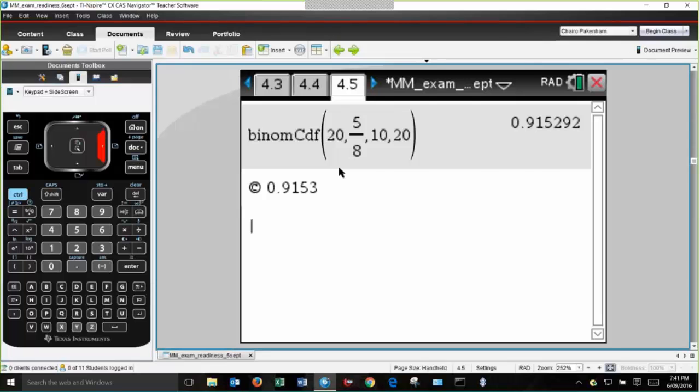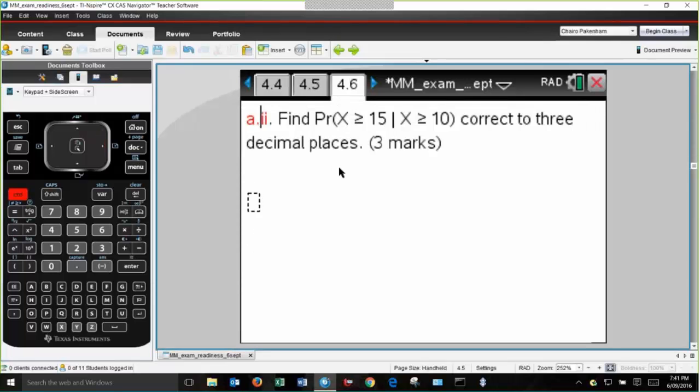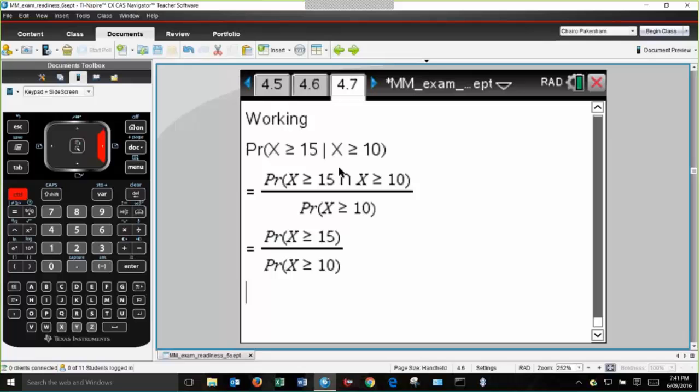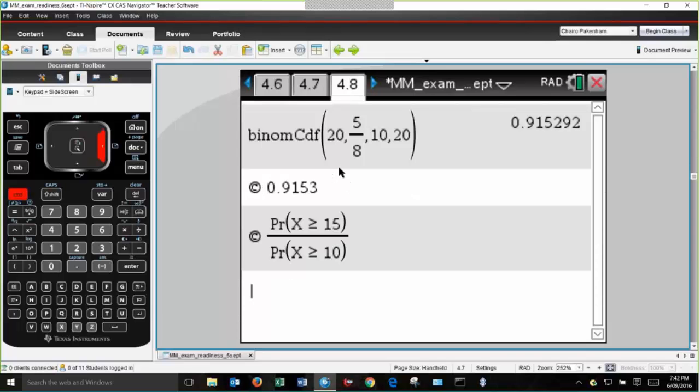Okay. So the next one: find the probability that X is greater than 15 given that X is greater than 10. So once again, what I was going to illustrate here was, okay, they need to show some working. So perhaps showing that they understand the concept of reduced sample space would be useful. But the other is the efficient use of the previous calculation. So they already have this calculation here from the previous question.